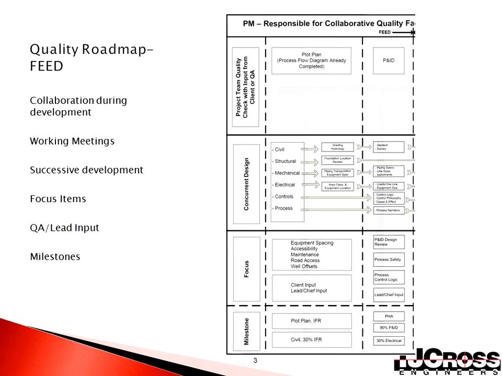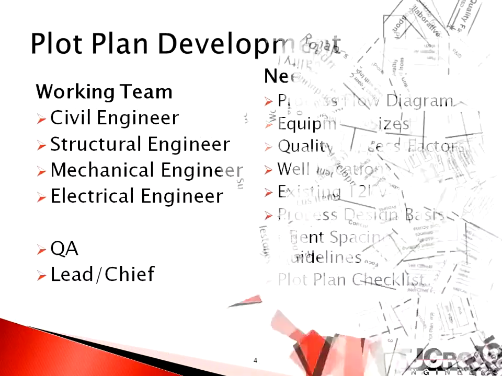We will start by reviewing the quality roadmap. The two critical areas during FEED are the development of the plot plan and the P&ID. We will use collaboration during working meetings and successively develop the designs. The team will focus on certain critical areas and obtain quality assurance and/or lead and client input. At the conclusion of this work, we will issue the plot plan, 30% civil, 90% P&ID, and 30% electrical packages.